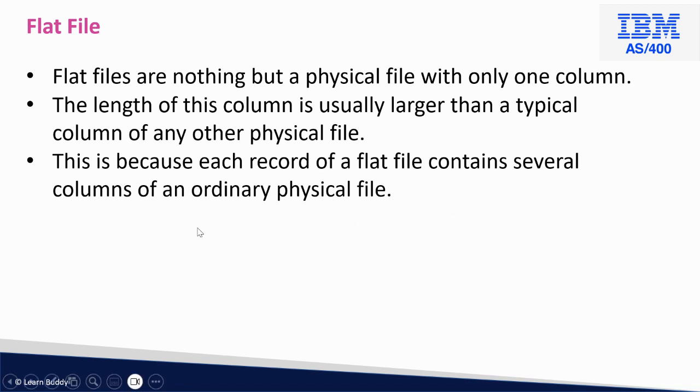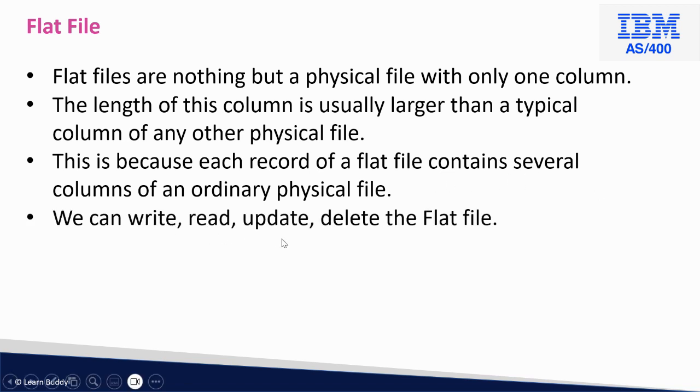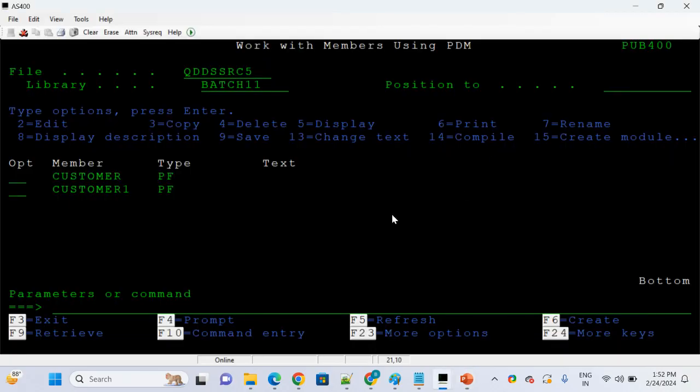Likewise, you can define it. So it won't have any structure, because each record of a flat file contains several columns in ordinary files. We can write, read, update, and delete the flat files. So it's just a kind of text file. It won't have any structure. By using the CRTPF command, you can directly create the physical flat files, but the column name, file name, and record format name are the same for flat files. Okay, so the three things are the same. So let's create one flat file.